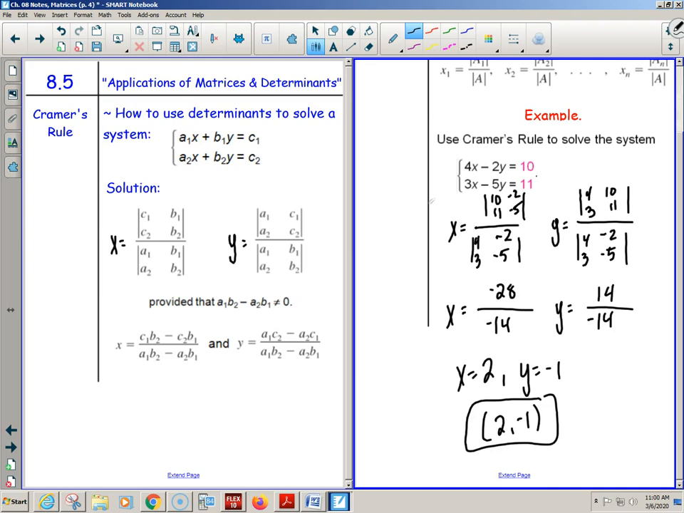Doesn't seem that snazzy in this example because it was a nice answer. I bet substitution or elimination would have been just fun. However, have you ever solved a system and gotten kind of nasty, kind of difficult answers?